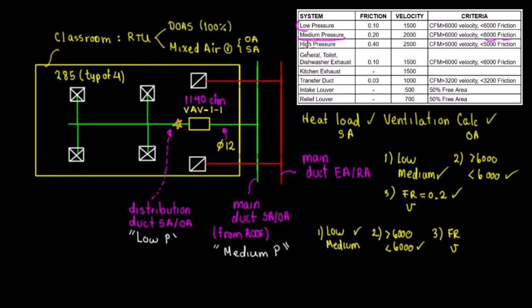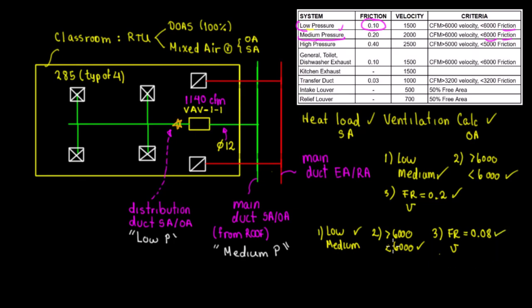If we go here to the table, low pressure, I'm going to put this in pink again. This is low pressure, and it says less than 6,000 is going to be friction. And the friction is 0.1. So in here, we're going to put 0.1. Usually what I do instead of 0.1 is I put 0.08. It's a little bit more conservative. So we're choosing friction.